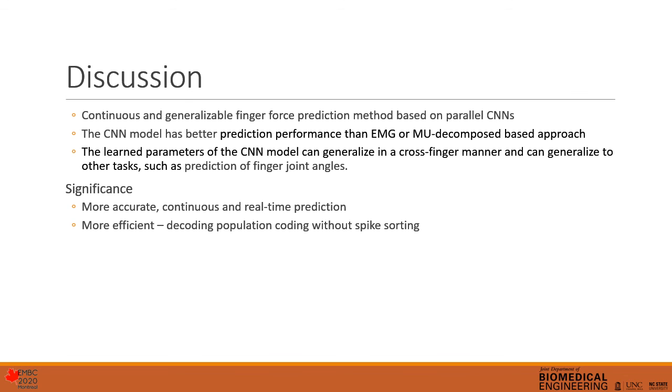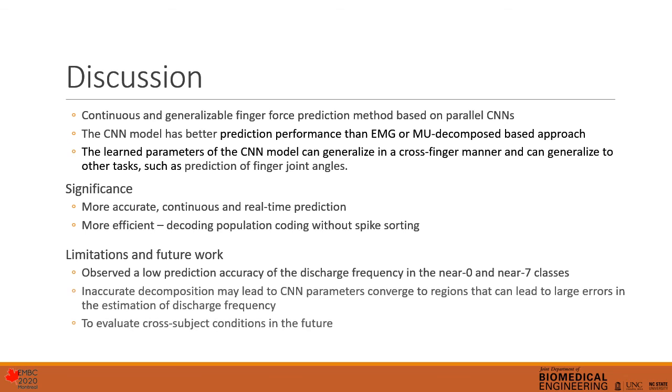In conclusion, we developed a novel approach for the real-time prediction of individual finger extension forces using a CNN-based model. Our method outperforms the fast ICA-based method in terms of generalizability across fingers, and is more accurate compared with the conventional EMG amplitude-based method. It is also efficient as it decodes the population coding without spike sorting.